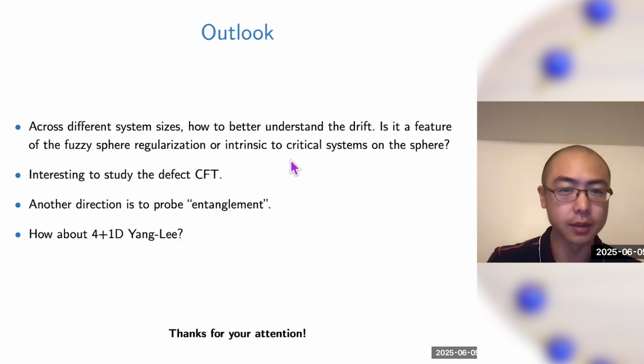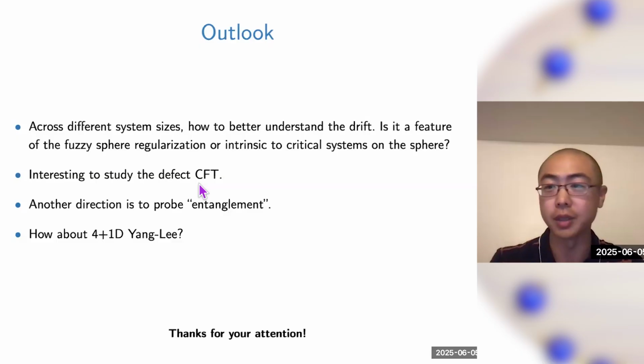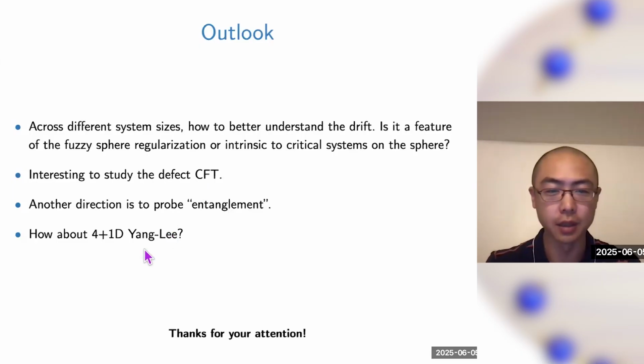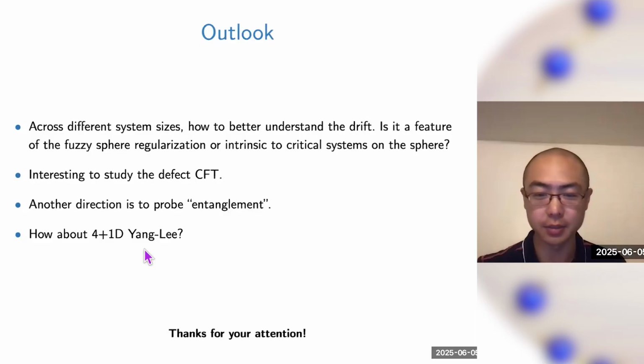Another question is that it's interesting to study the defect CFT, of course. Another direction is to probe the entanglement at the critical point. And one can also try to consider a 4+1D Ising model using the fuzzy sphere setup there. But yeah, that's pretty much what I want to say. Thank you for your attention.